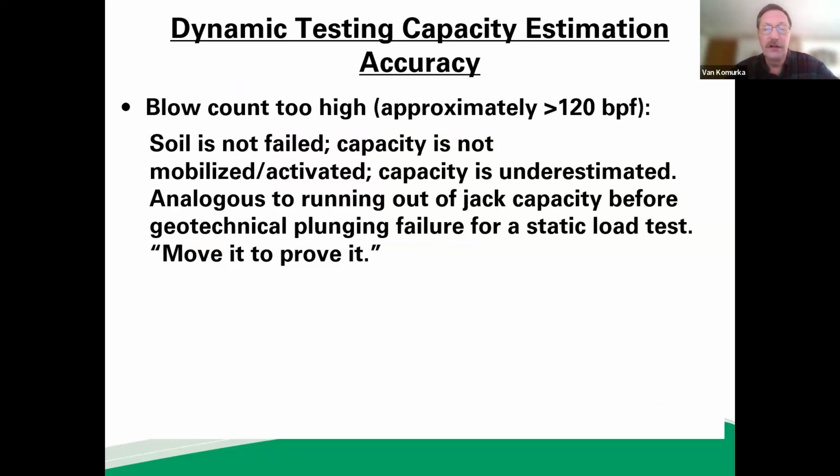So in terms of the accuracy scenarios, the table you've already seen that we're going to get to next, if the blow count is too high, and we say here approximately 120 blows per foot, the experienced person doing the signal matching should be able to offer an opinion as to whether or not the pile is mobilizing all its capacity, or if indeed all you're measuring is the hammer's capacity. So if the blow count is too high, and we're going to use 120 blows per foot for that cutoff, the soil isn't failed. The capacity is not mobilized. Therefore, the geotechnical capacity of the pile is underestimated.